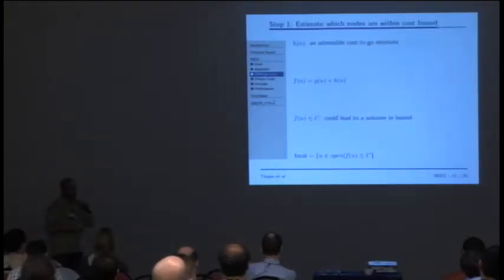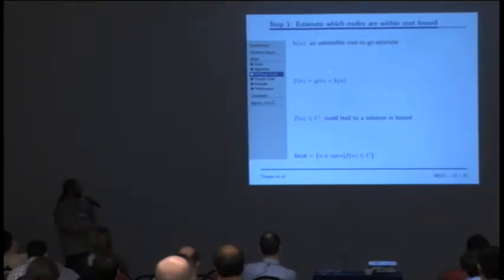I call that set of nodes that we estimate to be within the bound the focal list. If you're familiar with A star epsilon, you'll have heard of this term before, but don't confuse it with the focal list of A star epsilon. These are simply the nodes we want to focus on in search. They're probably on promising paths, so we're going to look at them more closely.